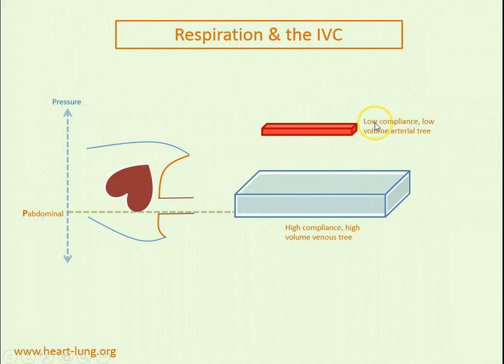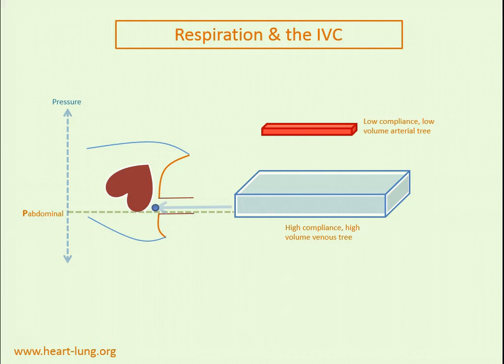The arterial tree is low compliance, so the walls are much stiffer than the veins, and it's a low volume system. I believe the compliance of the arteries is about 30 times less, or 30 times stiffer, than the veins, which is why when you eject blood into the stiff arteries, you get your mean arterial pressure, which then pushes blood back to the venous system. Round and round we go. So this venous bed is pushing blood through the IVC towards the heart.